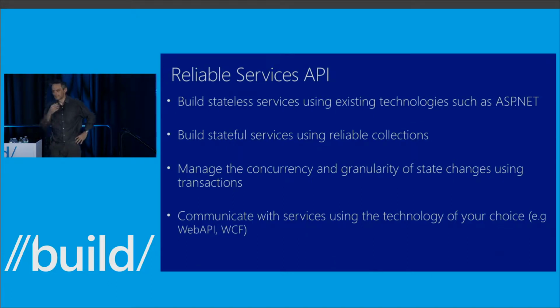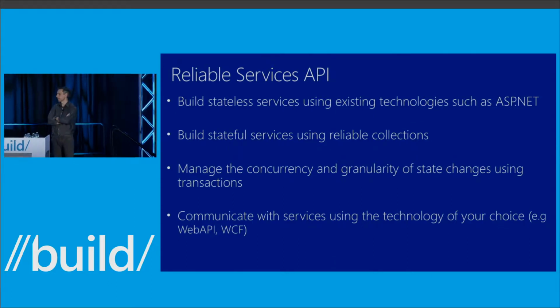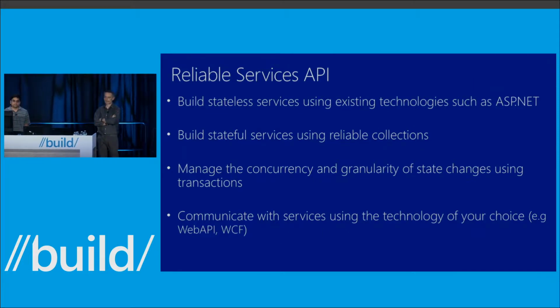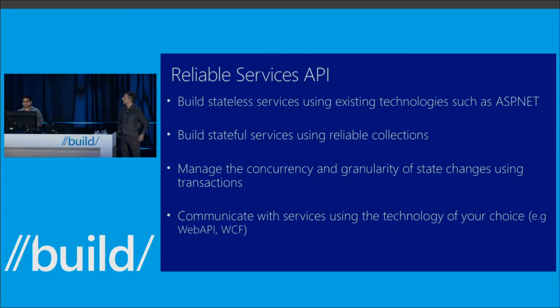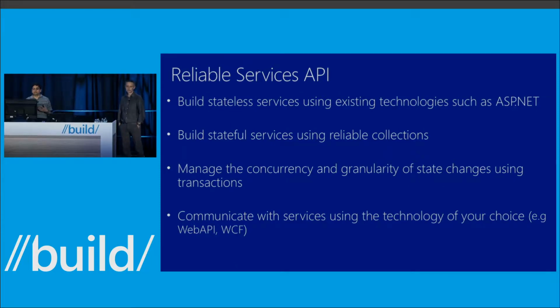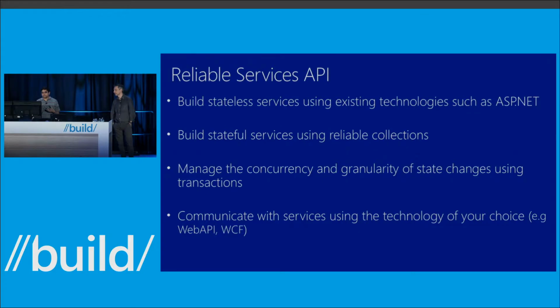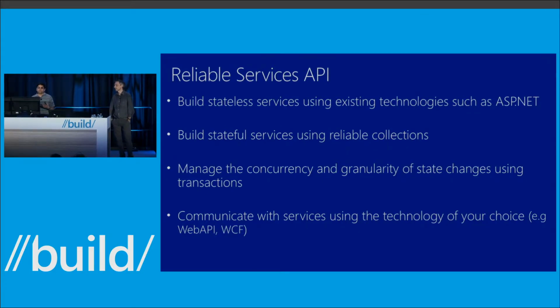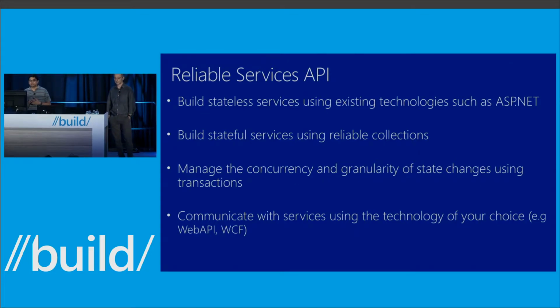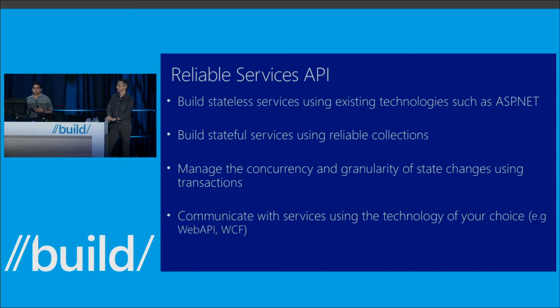So we looked at the actor APIs. It was pretty simple to build stateful and stateless services. Now, if you need more control and more flexibility, you want to use the reliable services API. You also can build very powerful stateless and stateful applications. For example, if you are using an existing ASP.NET app, you can host it as a stateless application inside Service Fabric using the reliable services API. You can also build powerful stateful applications using reliable collections, which we will talk about in a bit.